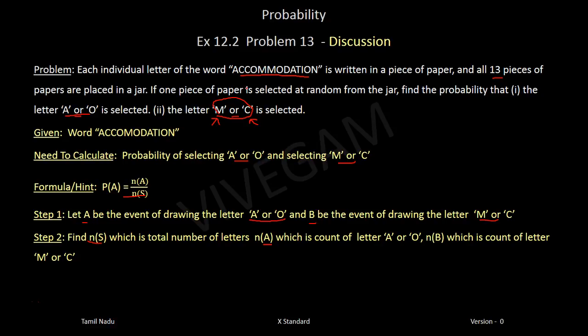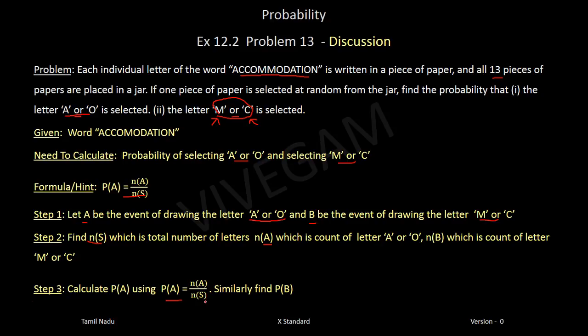But you can do it straight away here also. How many A's and O's are there? 1, 2, 3, 4, 5. So N of A is 5. Similarly, you can do for N of B. Right? Thereafter, all you need to do is substitute those values in this formula.